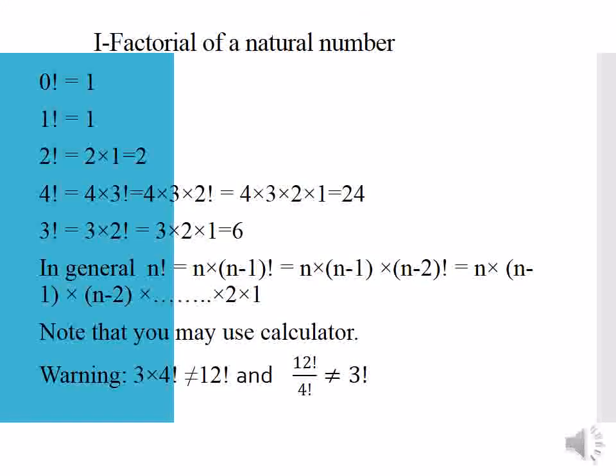Note that you may use the calculator to find any factorial, and we have to take care about 3 times 4 factorial. It doesn't equal 12. We can't multiply 3 by 4 first. The thing that we have to do in this case is find 4 factorial first, then multiply the answer by 3. Also 12 factorial over 4 factorial, we can simplify 12 factorial and 4 factorial.